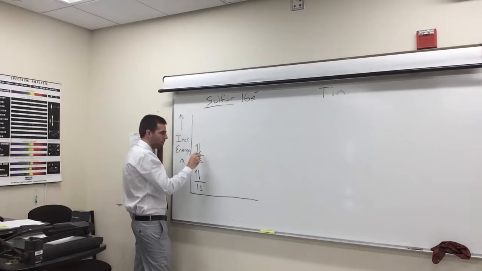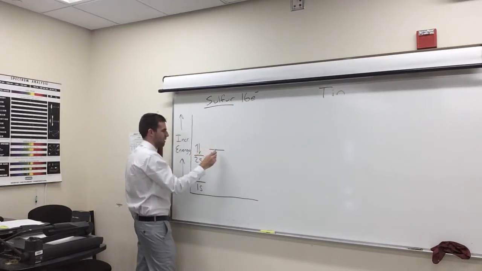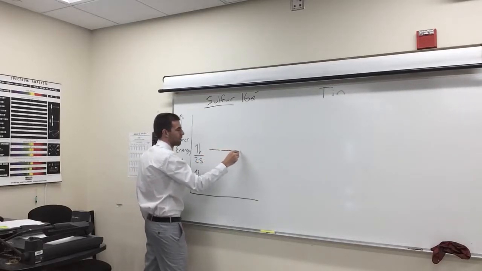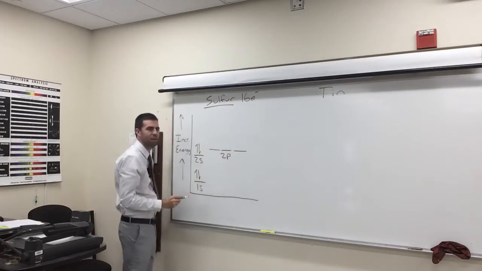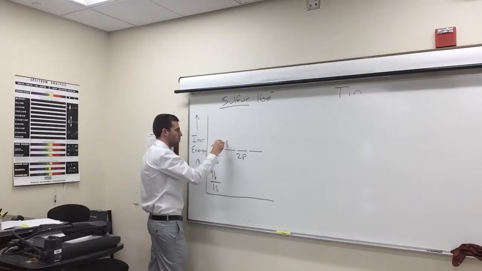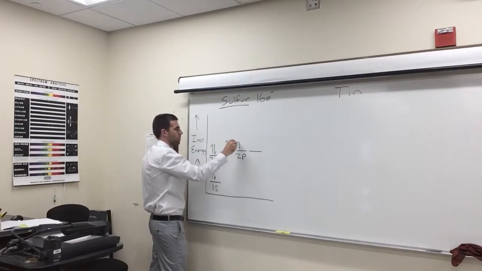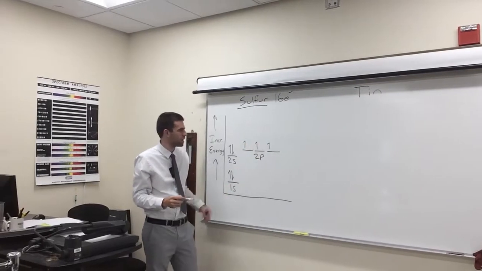P, if you look at your Aufbau diagram, is slightly higher energy, isn't it? But what else do you notice about it? It has 3 spots. Why does it have 3 spots? Because it can fit 6 electrons, right? So what do we have? 1, 2, 3. Hold on. Why did I put them like that?